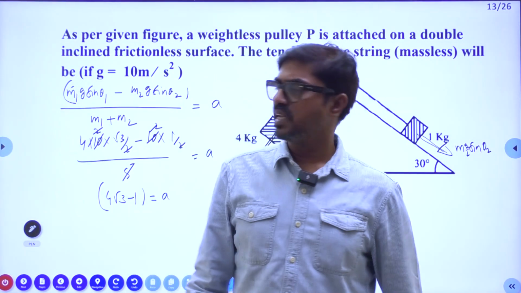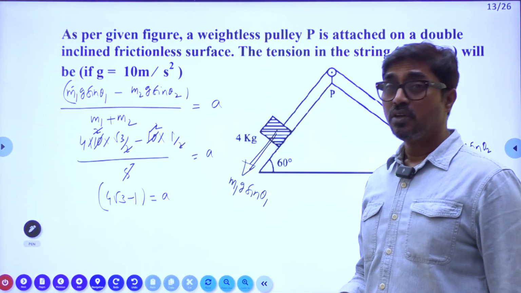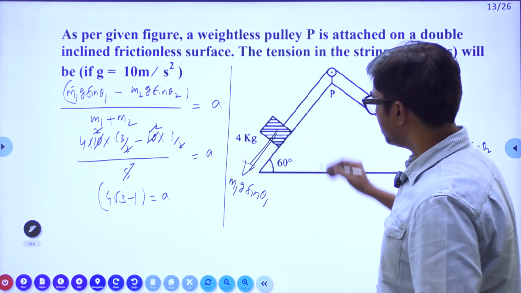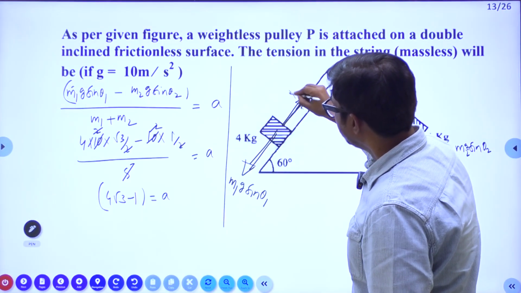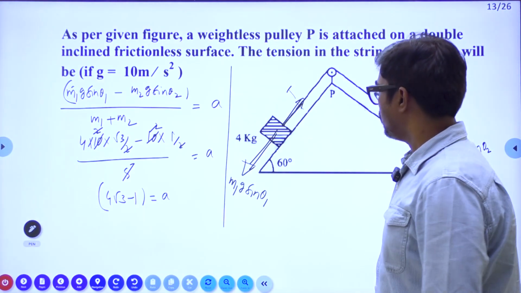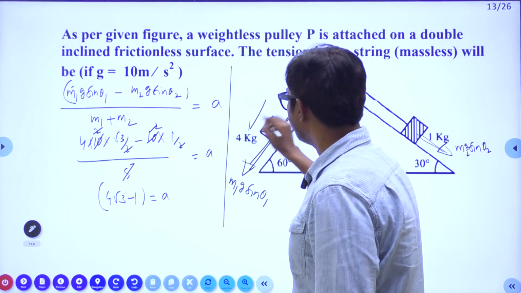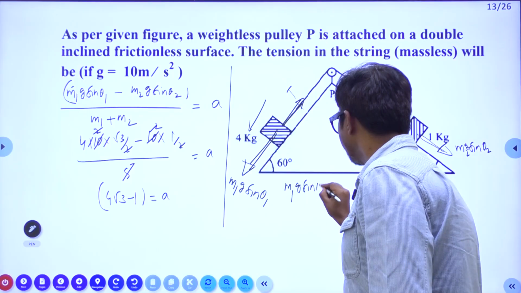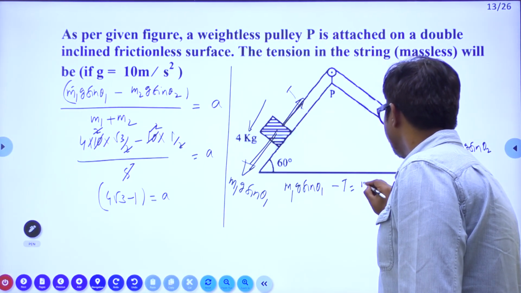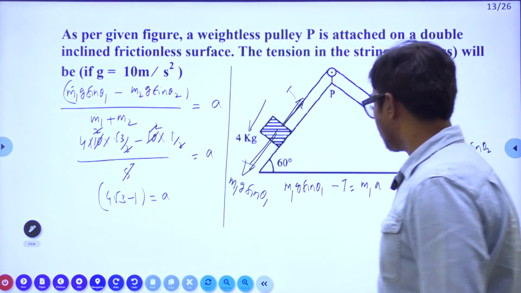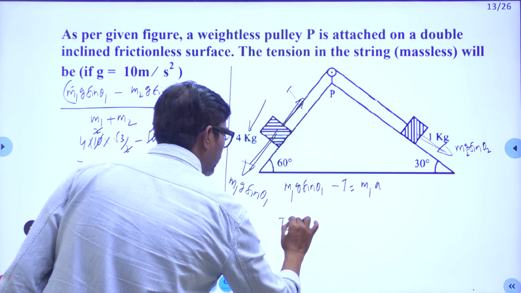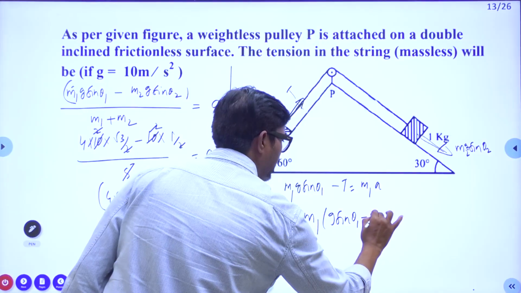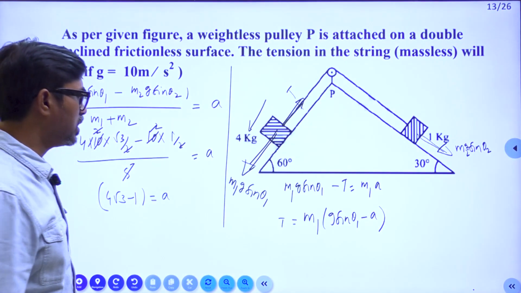Once I have acceleration, I can write a free body diagram for one of the blocks to find the tension. Maybe let us take this one only. Let's say the 4 kg block I will consider. You have tension in this direction and m1g sine theta is down there. So what is that? You will have m1g sine theta, in the direction of acceleration, minus T equals m1 into a, the same acceleration we got. Otherwise T equals m1 into g sine theta 1 minus a. Now we can substitute the values and calculate it.